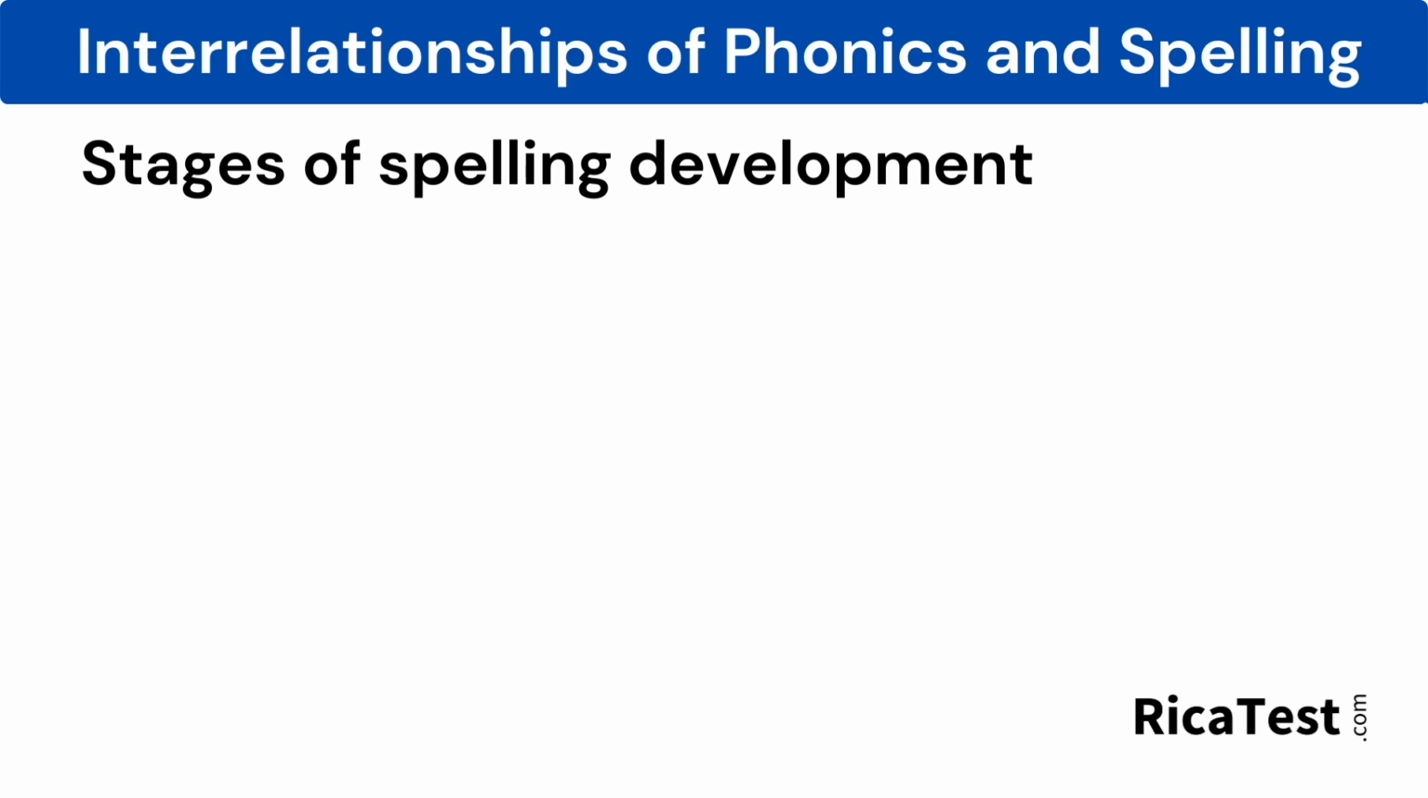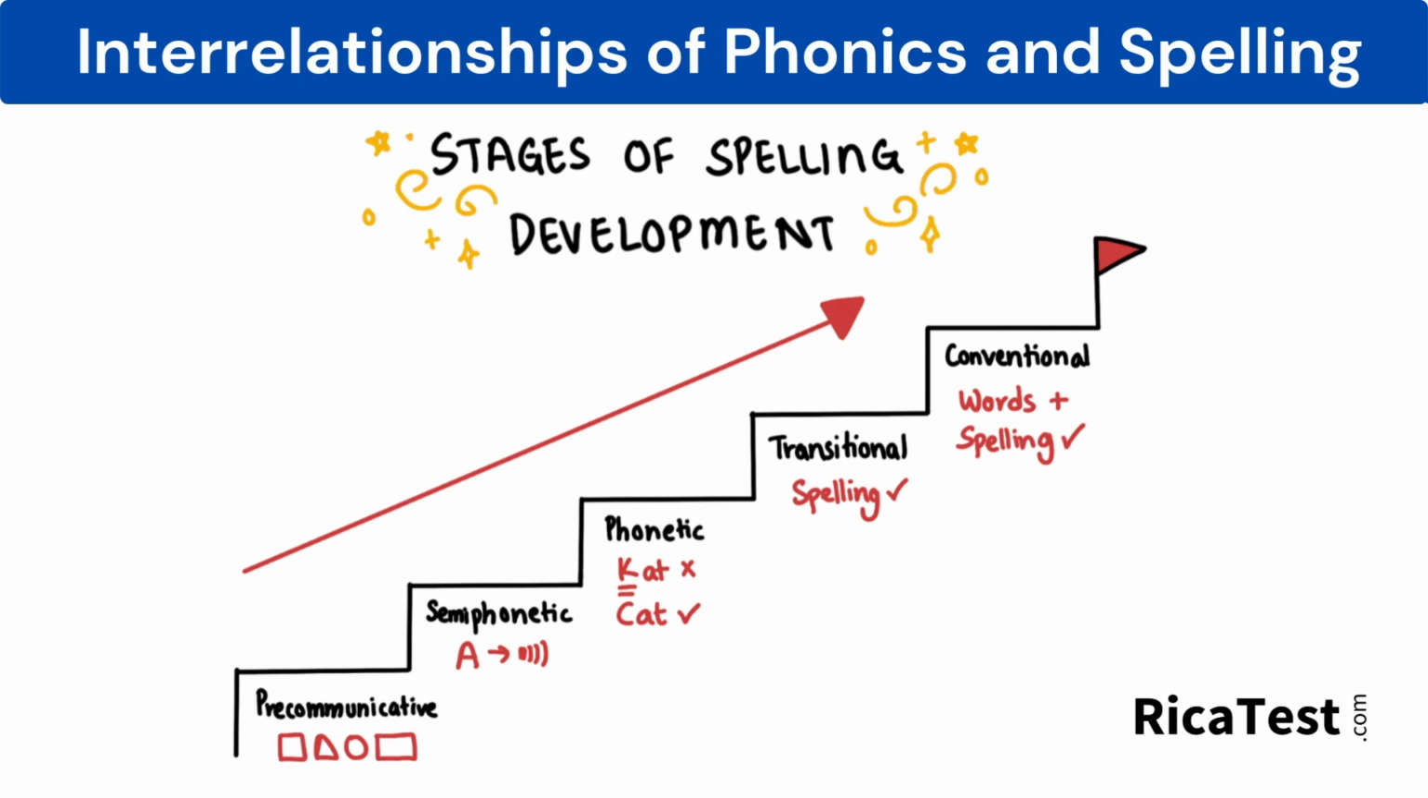In this section, you will learn the five stages of development between phonics and spelling. These five stages of spelling development include pre-communicative, semi-phonetic, phonetic, transitional, and conventional. Let's look at each stage individually.